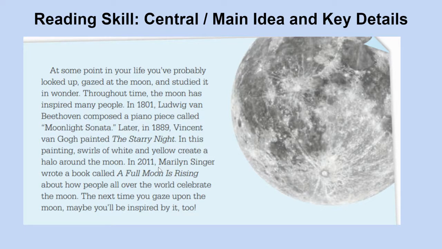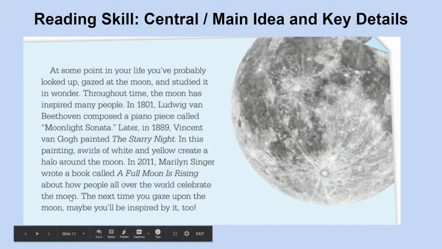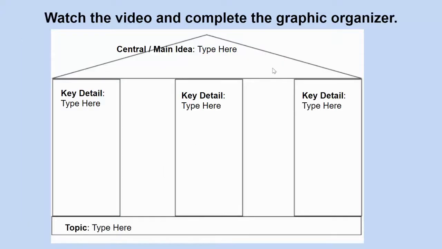Here's our third example. In 2011, Marilyn Singer wrote a book called A Full Moon is Rising about how people all over the world celebrate the moon. Another example of a person creating a work of art based on the moon. These are the three details that I would put into my graphic organizer.